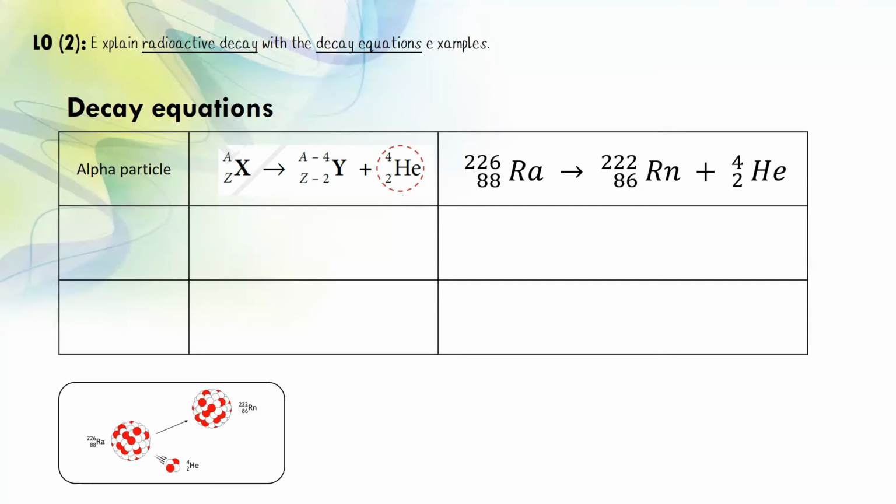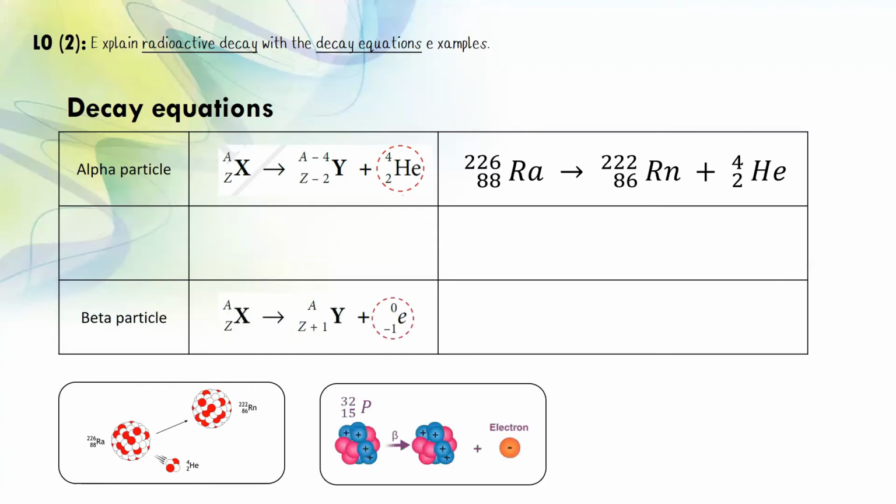Let's move on to the next emission. Beta particle emitted by phosphor. Can you write the decay equation? Take a minute to solve this. So, the equation should look like this. Was it easy to write?